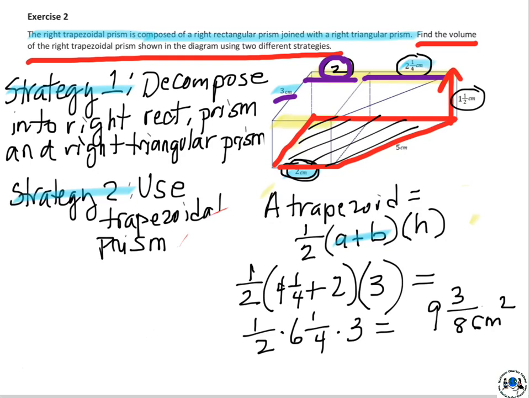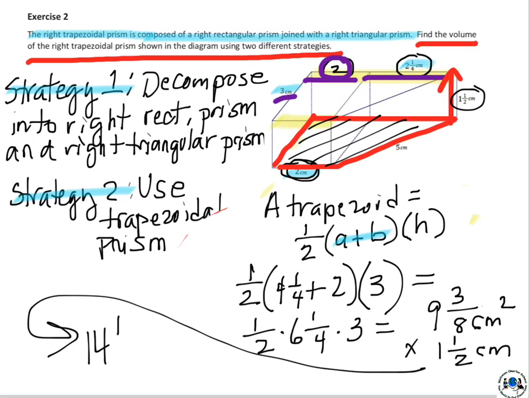Apply our height. Again, we get our base area, and then we multiply it by the height. Remember, we're talking about right prisms. If we do that times 1.5, guess what we end up with? 14 1/16 cubic centimeters, which is the exact same answer as we came to using strategy number one with the decomposing.